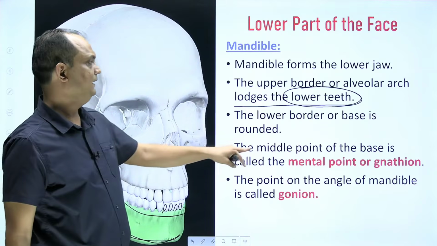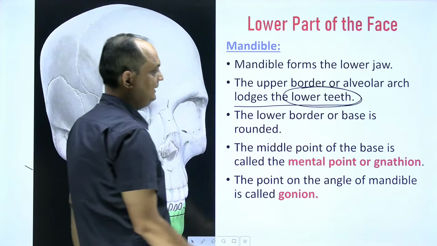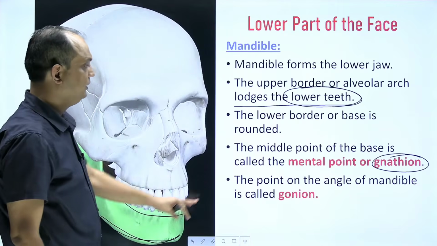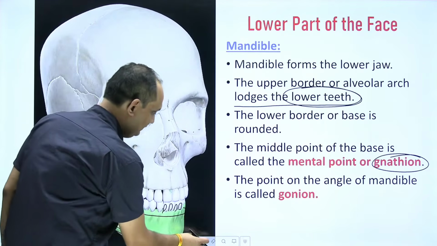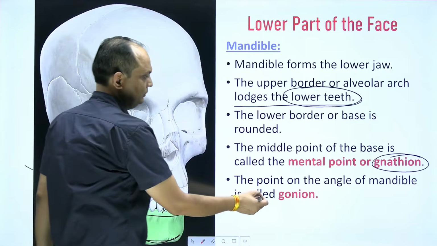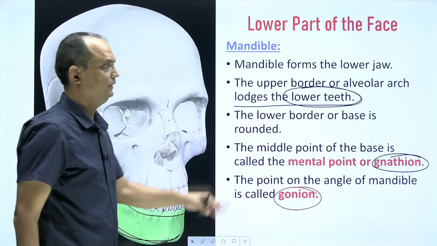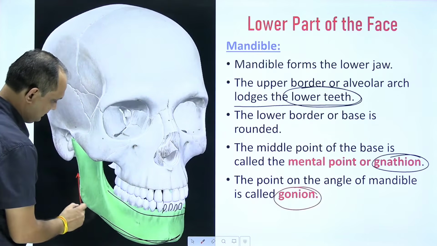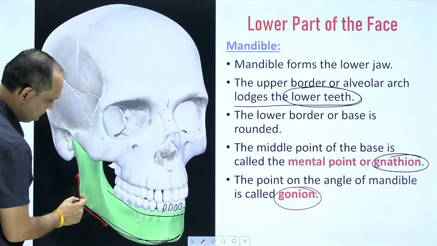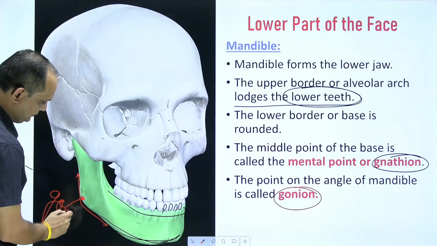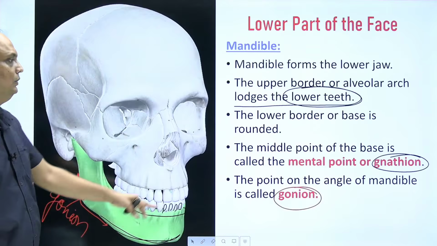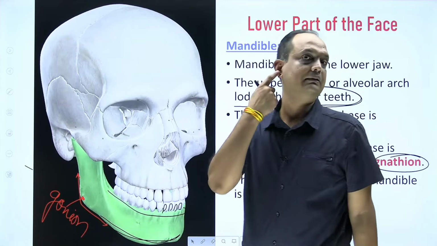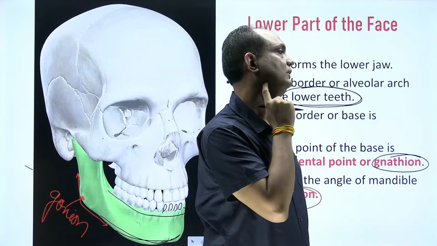The middle point of the base is called the mental point or gnathion. Mental point or gnathion, while the point of the angle of mandible is known as gonion. So these are again two questions. What is gonion? What is gnathion? Gonion means the angle. So this is the angle of mandible, and this point is known as gonion. Gonion is the angle of mandible.